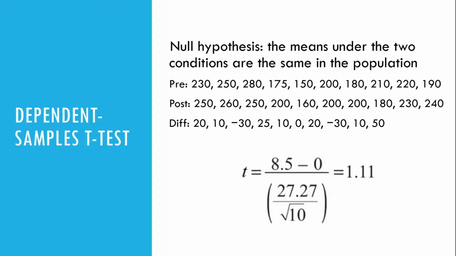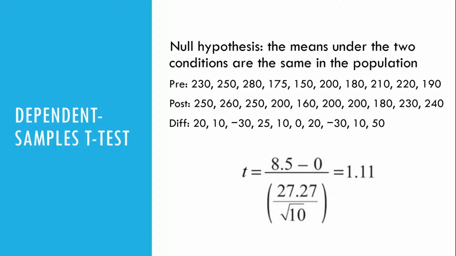Now imagine further that the pre-test estimates are as shown on the screen, and that the post-test estimates for the same participants in the same order are as shown where it says post. The difference scores then are as follows: 20, 10, negative 30, 25, 10, 0, 20, negative 30, 10, and 50. Note that it doesn't matter whether the first set of scores is subtracted from the second or the second from the first, as long as it's done the same way for all participants.